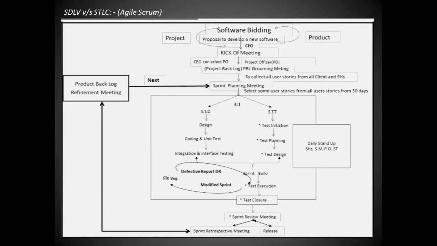If we are in agile mode, we follow it like this. The same story we have seen in the software development life cycle models: advanced models, software bidding, kickoff meeting. Next is the PO selection. The PO collects all the project backlog, and then the collection of all the user stories from the clients and the stakeholders.